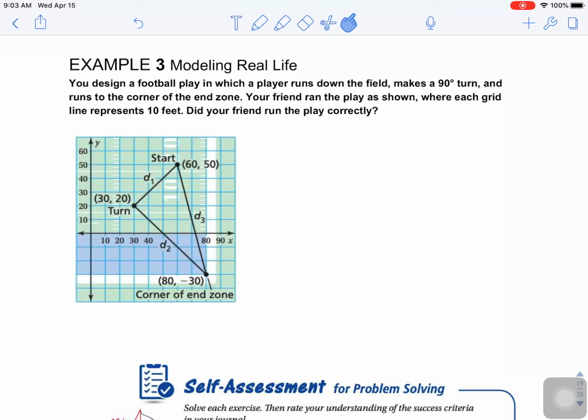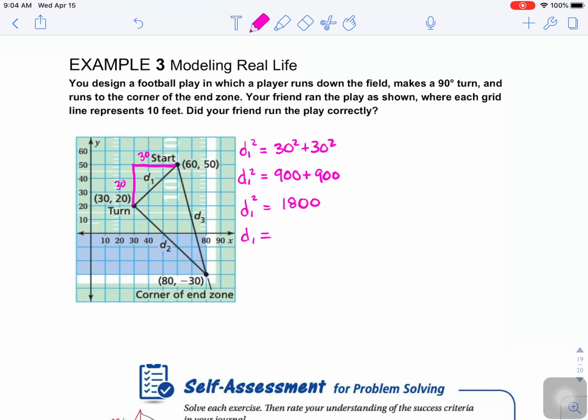Alright, so if we were looking at this, this is very similar to the ones we did yesterday, where we want to figure out, is this a right triangle? So in order to do that, I need to find D1, D2, and D3. Alright, so if we were finding D1, I know that D1 is a 30 by 30 triangle, so 30 squared plus 30 squared, so that would be 900 and 900, so that would be 1800, so D1 would be the square root of 1800.